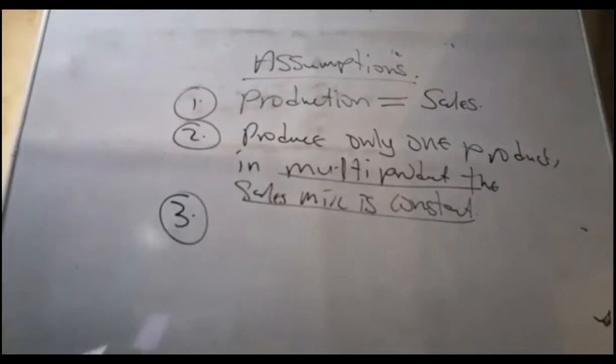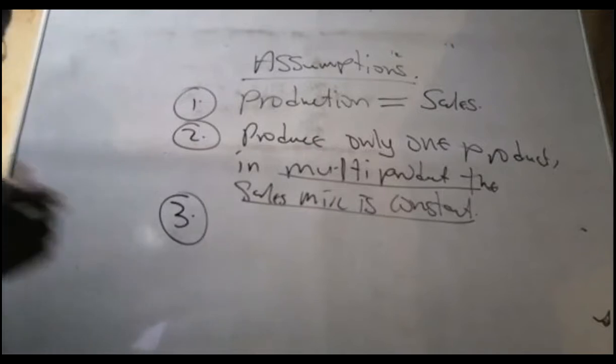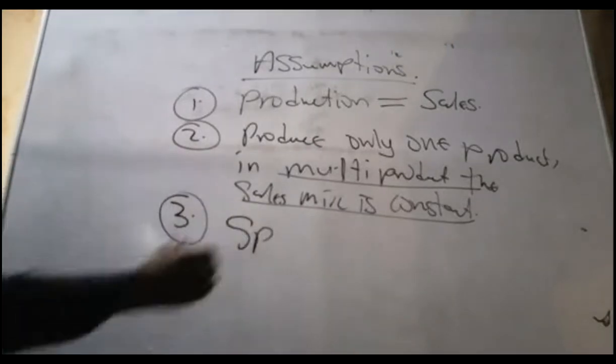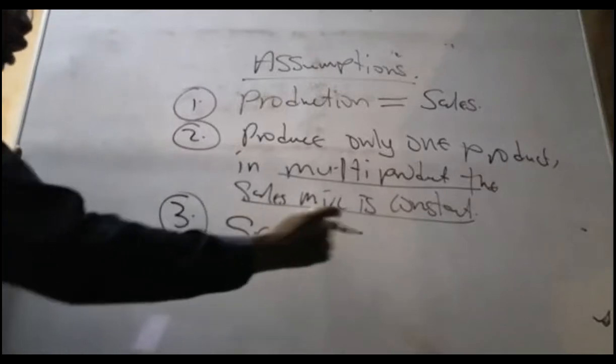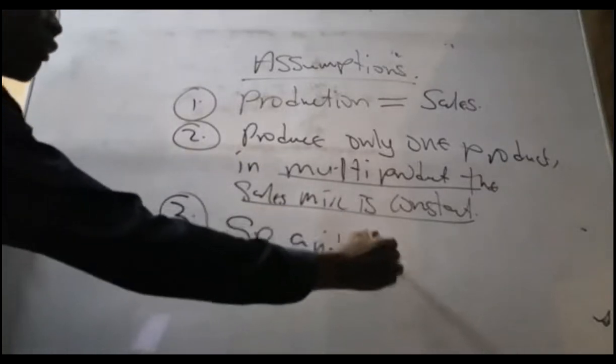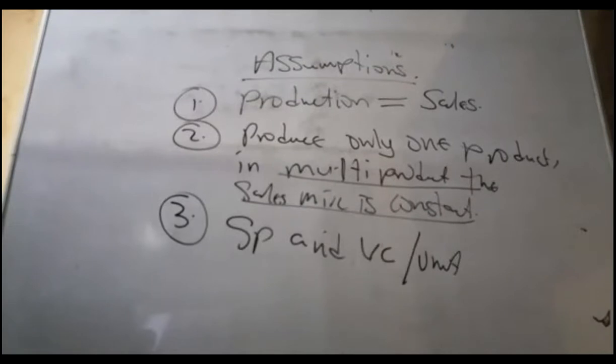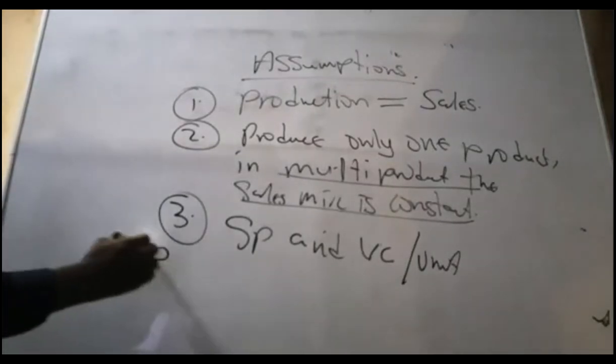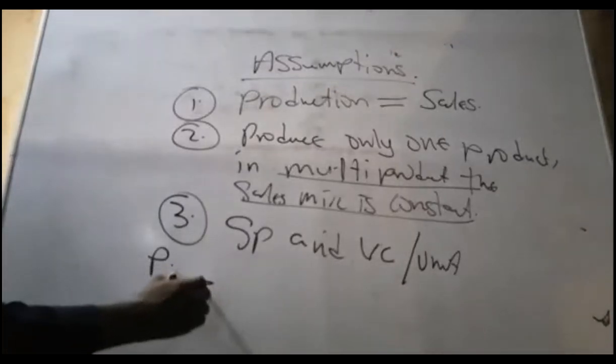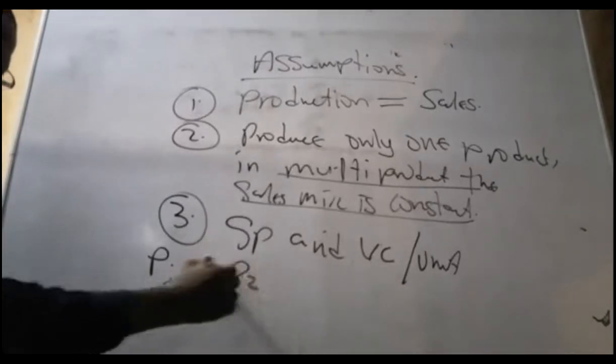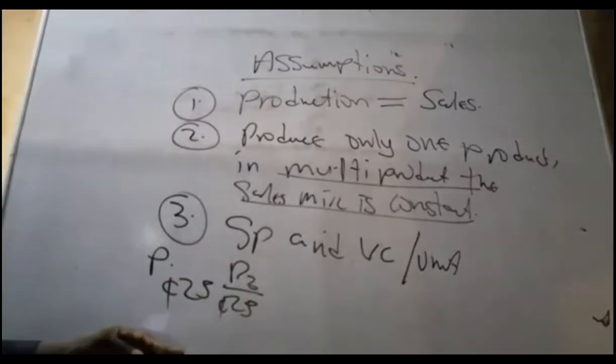It also assumes that the selling price and the variable cost per unit remain constant at all levels of activity. So the selling price and variable cost remain what? Constant at all levels of activity. They are just saying that in period 1 or year 1, if your selling price is 25 cedis, in the next year or period 2, it must also be what? 25. Is that true in reality?